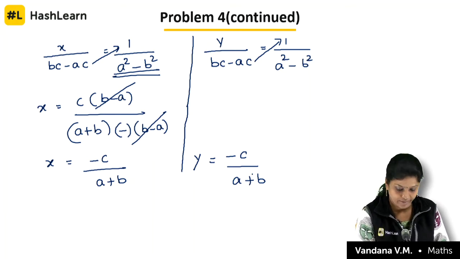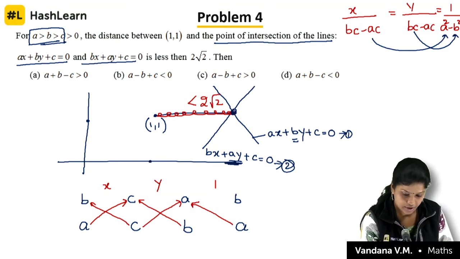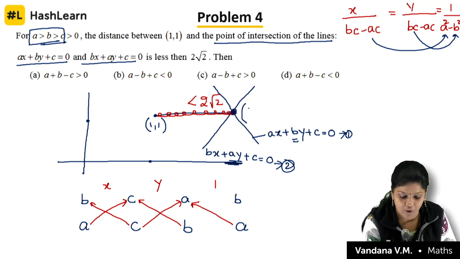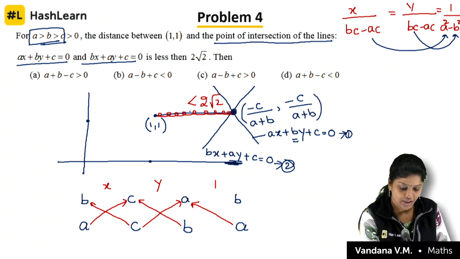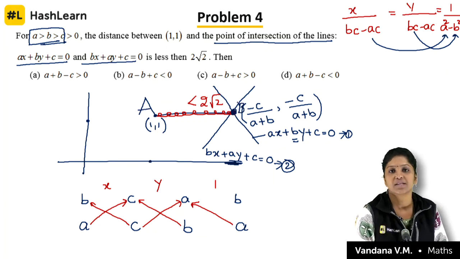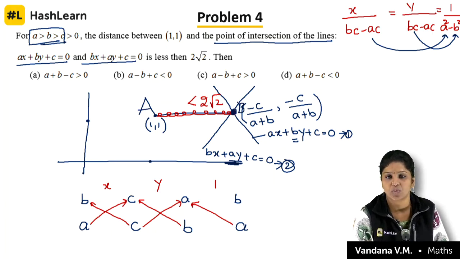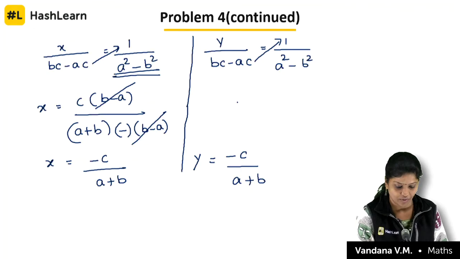Clear? Now the question is converted like this, here to here, right? So the coordinate points are minus C by A plus B, minus C by A plus B. Children, how to find out the distance between these 2 points? Let us take these as A and B. The distance between A and B is square root of x2 minus x1 whole square plus y2 minus y1 whole square, isn't it? So apply that formula over here.